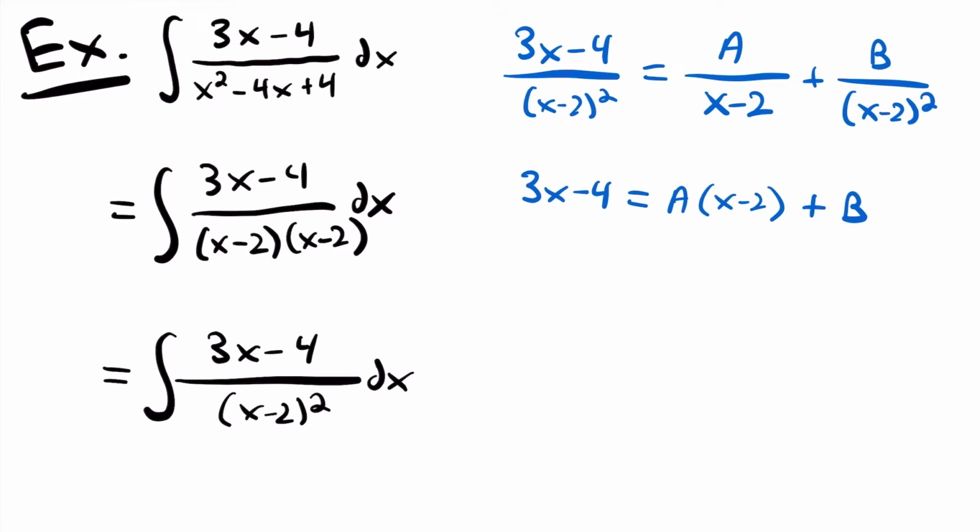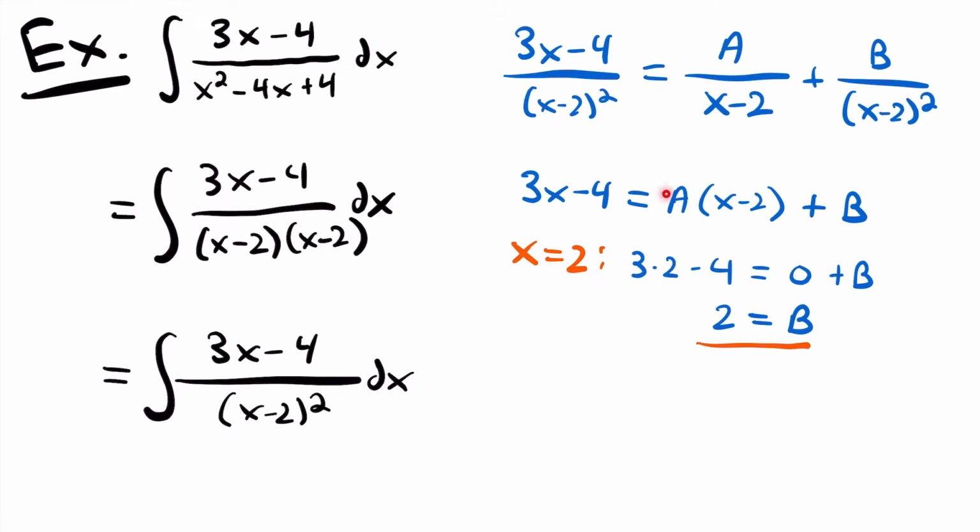Let's start picking some convenient values of x. Notice that we have this factor of x minus 2. If we let x equal 2, then that will make this factor become 0, because 2 minus 2 is 0, and 0 times a will be 0. So our equation will look like this. We'll have 3 times 2 minus 4 is equal to 0 plus b. And so if we simplify, 3 times 2 is 6, minus 4 is 2, and so we'll have 2 is equal to b, and so that is the value of b. b is equal to 2.